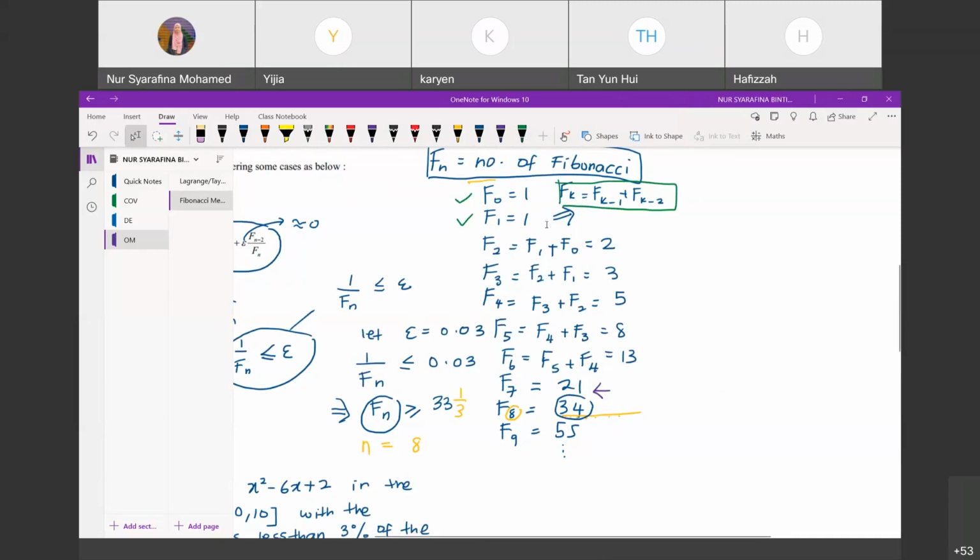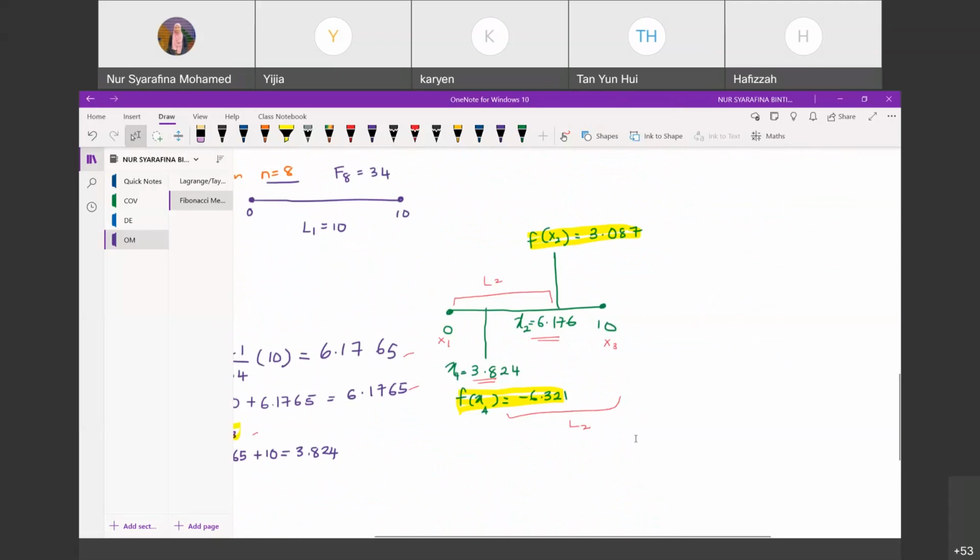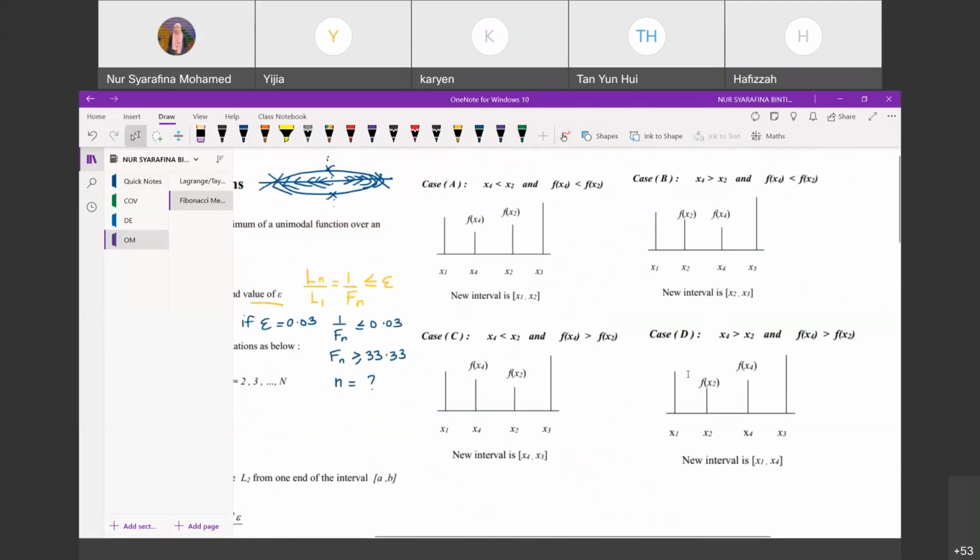So now, how can we check the next interval? By looking at the value of f. When f(x2) is greater than f(x4), you need to check the case. So we have this case A or case B.